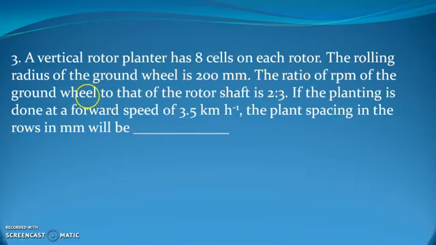The ratio of RPM of the ground wheel to that of the rotor shaft is 2:3. If the planting is done at a forward speed of 3.5 km/h, the plant spacing in the rows in millimeters will be how much? You have to remember this. This is a very tricky thing.